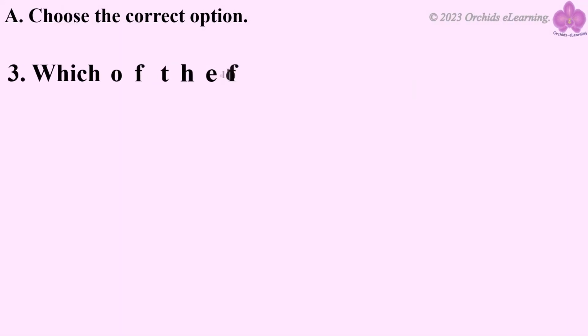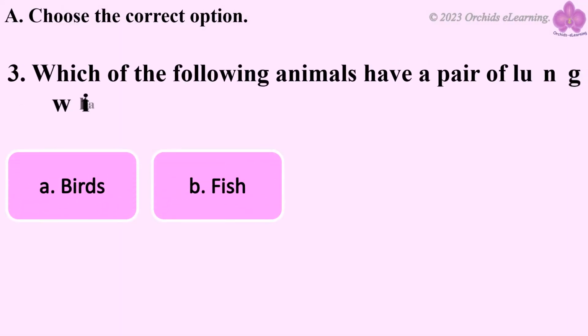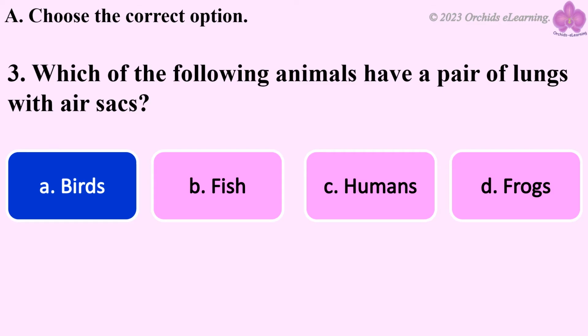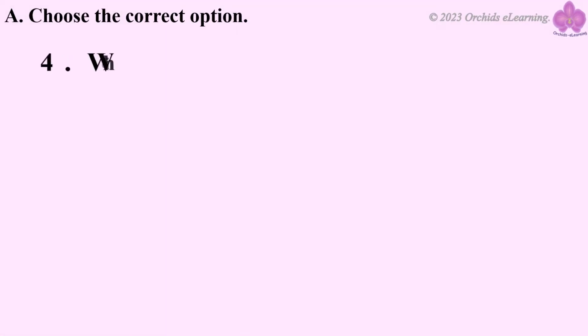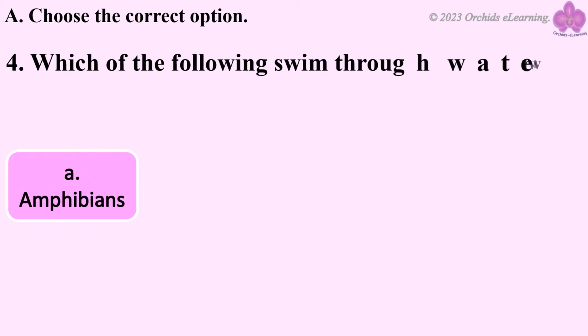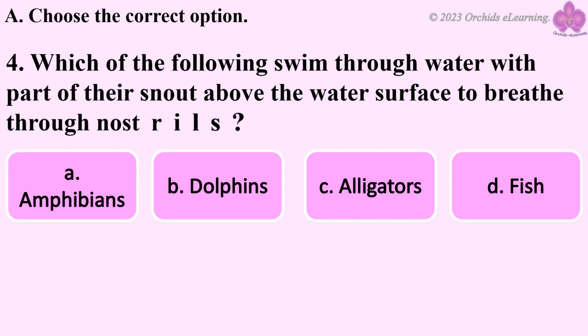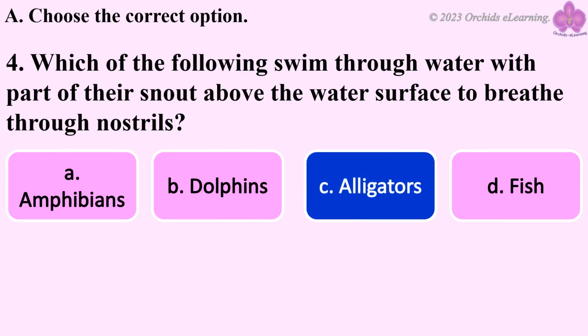Which of the following animals have a pair of lungs with air sacs? A. Birds. Which of the following swim through the water, with part of their snout above the water surface, to breathe through nostrils? C. Alligators.